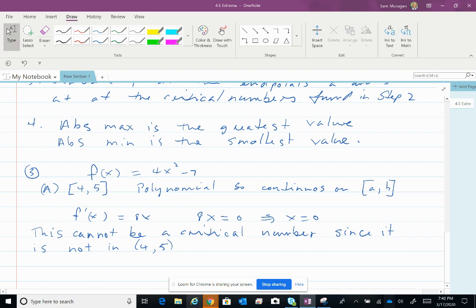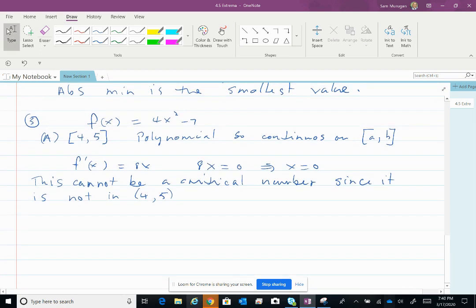So the only thing we have are 2 endpoints. So we need to compute f of 4 and f of 5. We don't have any critical numbers here. So substituting, and remember that you're substituting in the original function, this is 4 times 4 squared minus 7, which is 64 minus 7 or 57. And then substituting 5, we have 4 times 5 squared minus 7, which is 93.